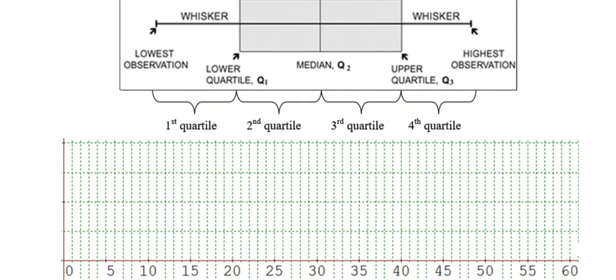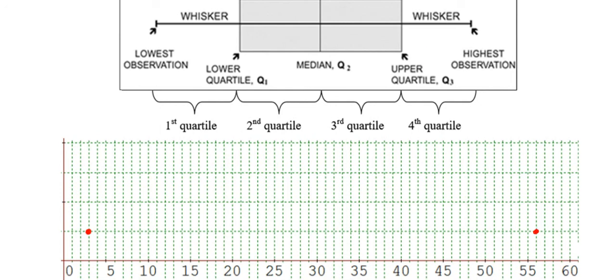So here's how you draw a box and whisker plot. Over on the left, your lowest observation is your minimum. So our minimum was at 3. You're not going to draw it right on the number line. You're going to draw it a little bit above the number line. And our highest observation was 56. So we're going to draw that here.